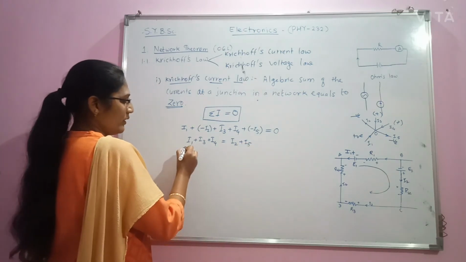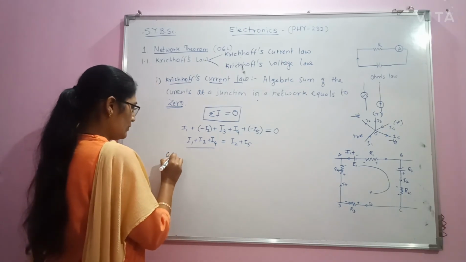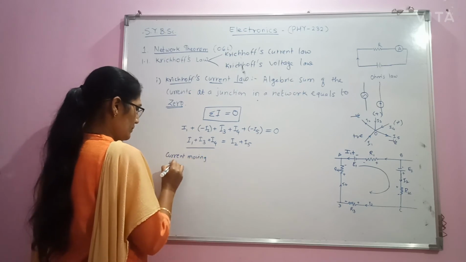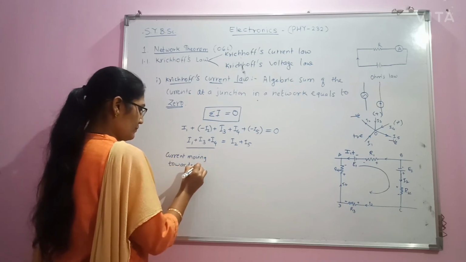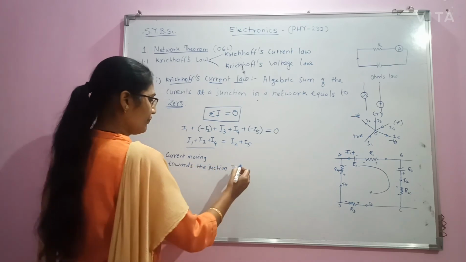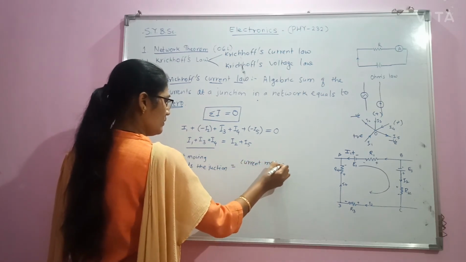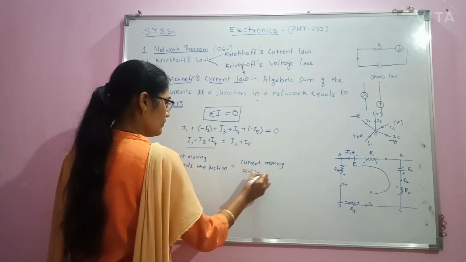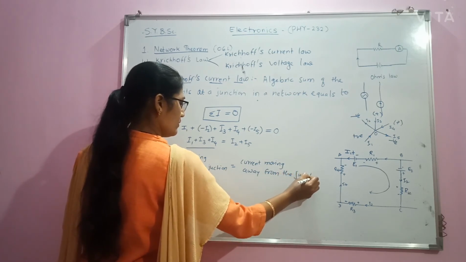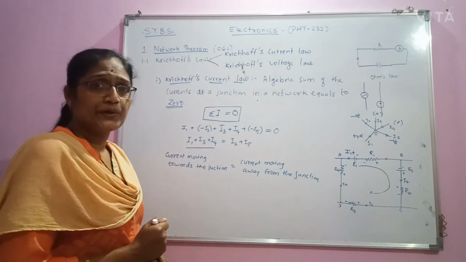It means the current which is moving towards the junction equals the current moving away from the junction. So this is Kirchhoff's current law.